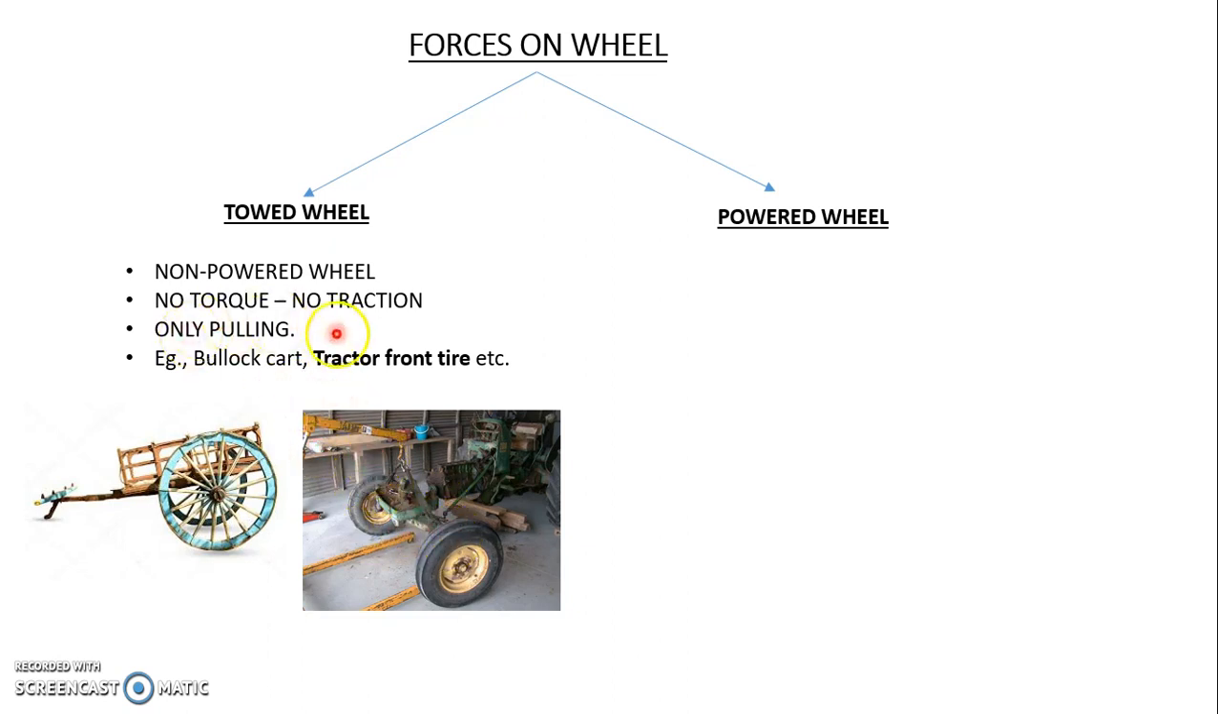No torque, so there is no traction. So the tractor front wheel is not producing any traction. Whereas in case of a powered wheel, there will be torque applied on the tire. If torque is applied, then it will produce traction, and the example will be the tractor rear tire.